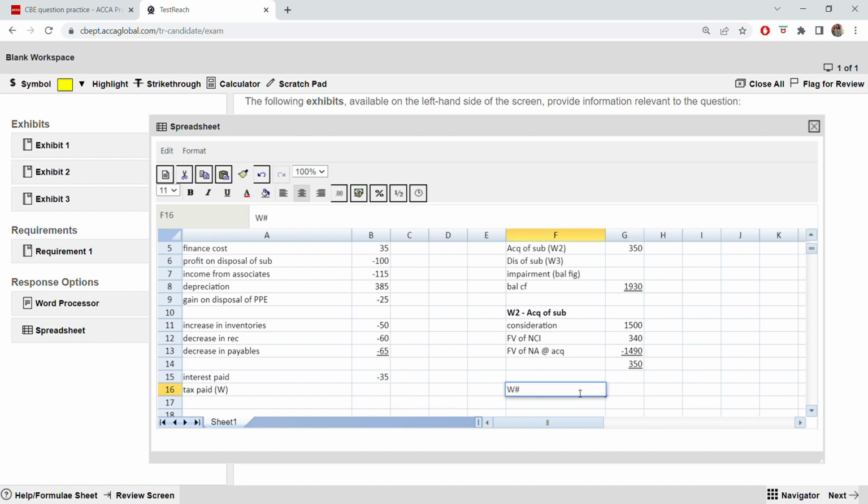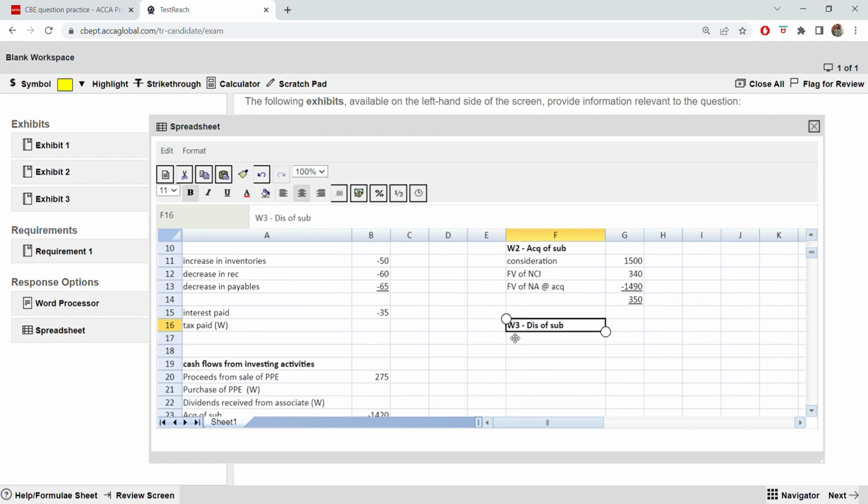Working 3. Disposal of subsidiary. Make this bold. Once you start for disposal, you start with cost of investment. Again, how many years before when you bought it, what was the price? It was for 600. So 600.